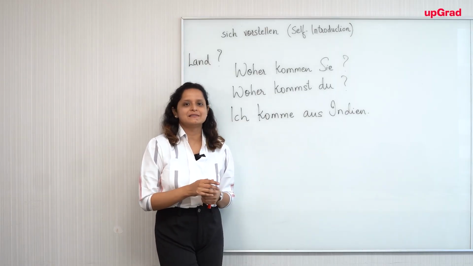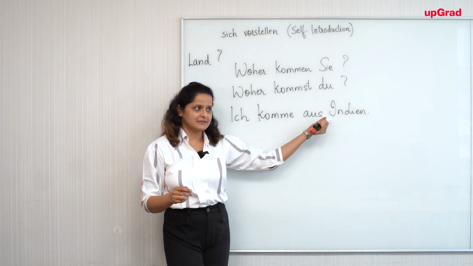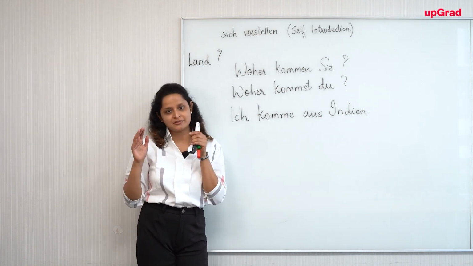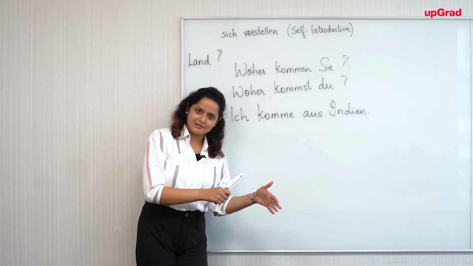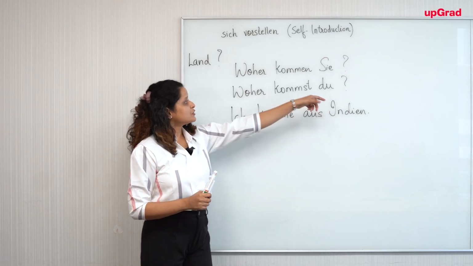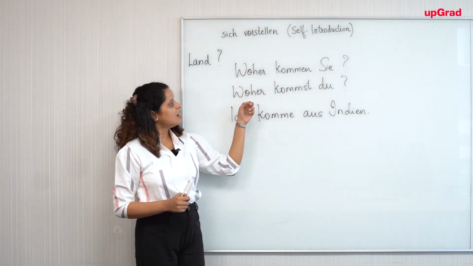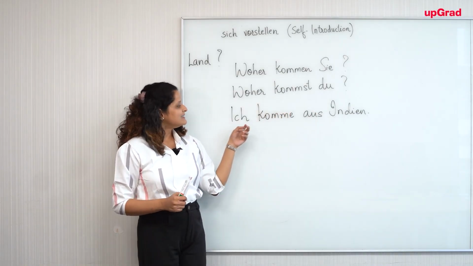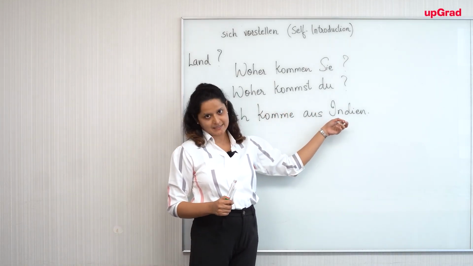So the country India in German is called Indien. This does not mean I'm saying a nationality here. The country itself is called Indien. So we say Germany in English, but in German we say Deutschland. Similarly, we say India in English, but in Deutsch, in German, we will say Indien. So the question is woher kommen Sie? This is your formal question. Or woher kommst du? This is your informal question. The response to that becomes ich komme aus Indien.